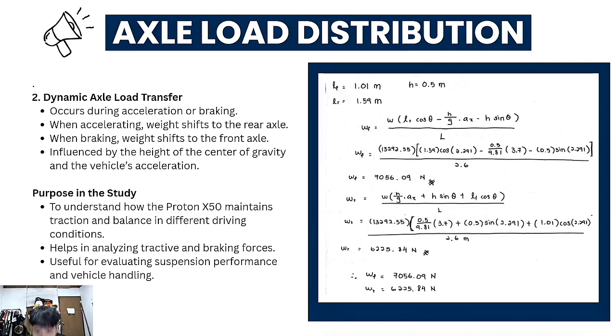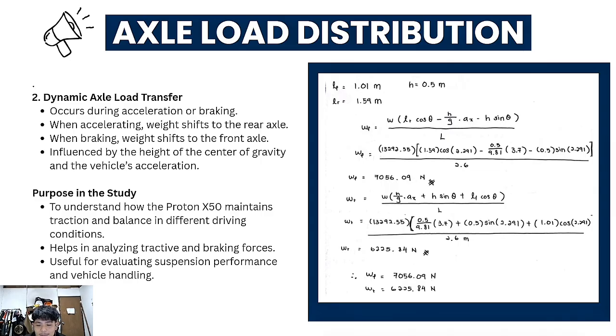Now we need to find the real WF and WR. For the WF, we use the formula W times LR cos theta minus H per G times AX minus H sin theta per L. So for the WF, we get the answer 7056.09 Newton.